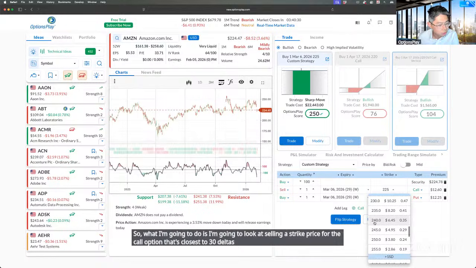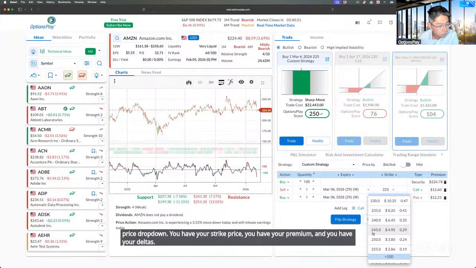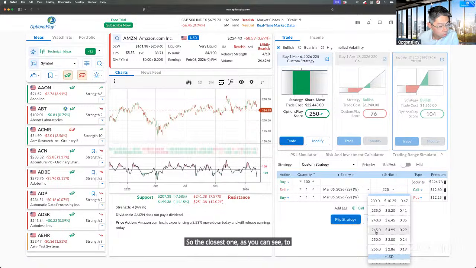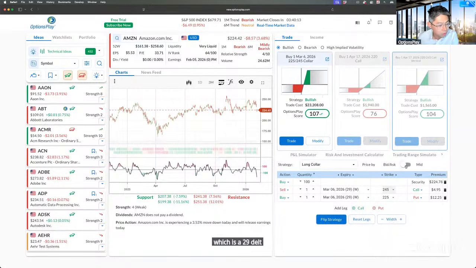So as you can see in your strike price dropdown, you have your strike price, your premium, and your deltas. The closest one to 30 deltas is the 245, which is around $4.95, a 29 delta. So let's take a look at that. As you can see, you're collecting just around $5 for that March 245 call.